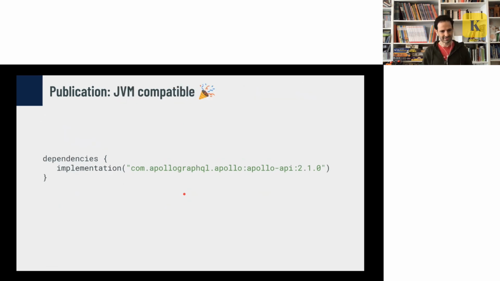The nice thing is that it's even compatible with the old JVM. If you're still on JVM and you don't want to touch anything, you can still depend on a multi-platform project using the same name as before, so Apollo API, and it will continue working.